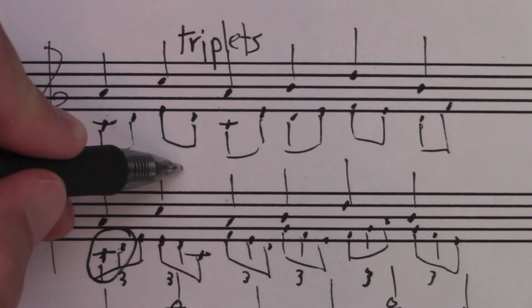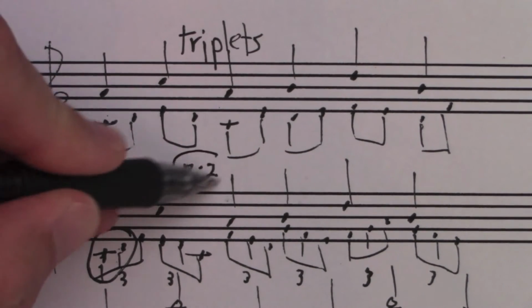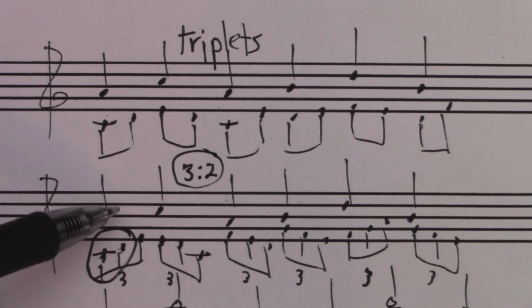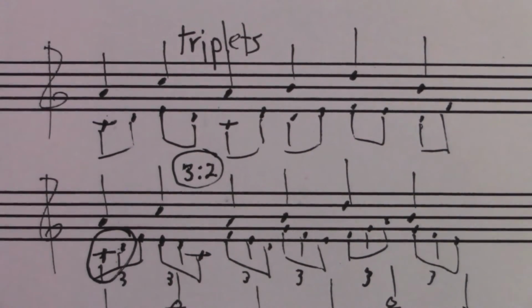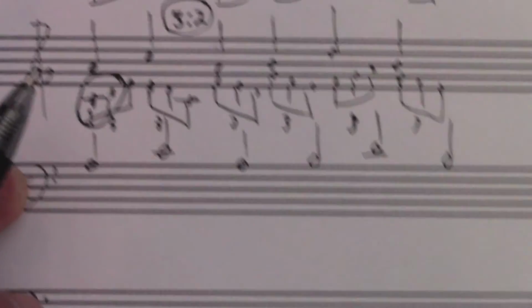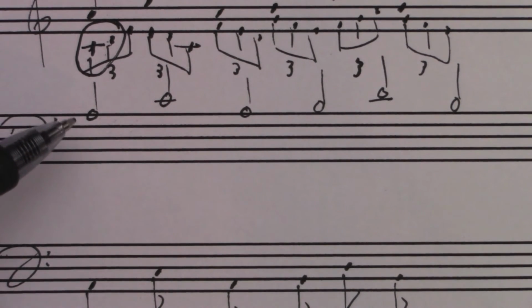If we wanted to, we could do a ratio. And we could say there's a 3 to 2 ratio for triplets. But that's math, and I know nobody wants to do that. So now, if we wanted to do triplets with half notes, this is the same melody, it's just down in the bass clef.